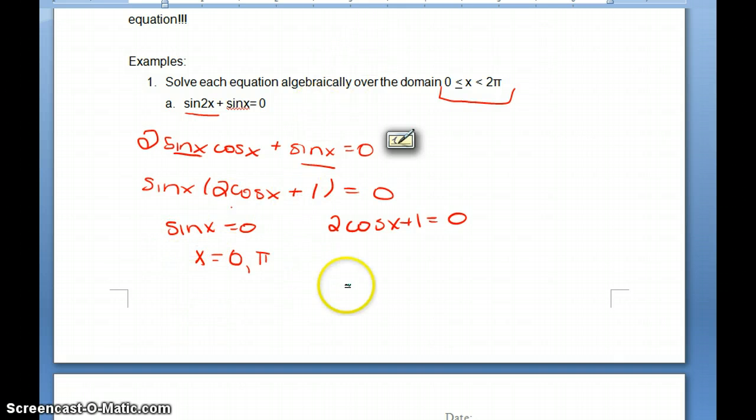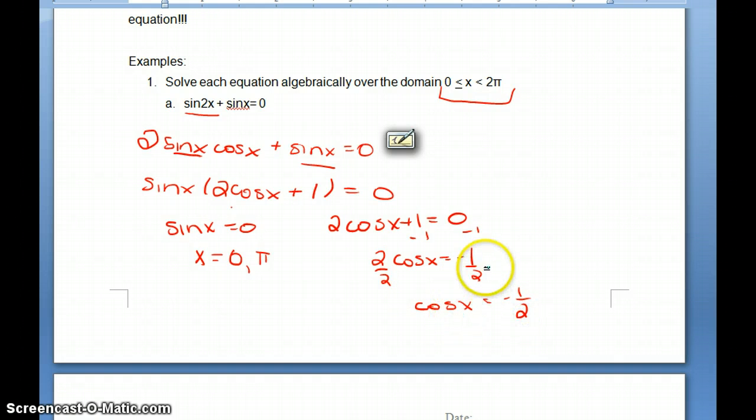Okay, so now we'll look at our second factor here. So we have 2 times cosine of x plus 1 is equal to 0. So to do this, we'll be using that first strategy. We need to isolate the trigonometric ratio. So first we're going to subtract 1 from each side. So what we're left with is 2 cosine of x is equal to negative 1. Then we'll continue to isolate that by dividing each side by 2, and we have that cosine of x is equal to negative 1/2. Then from there you can ask yourself, okay, well, what values of x would give me negative 1/2 when I put that value in for x?